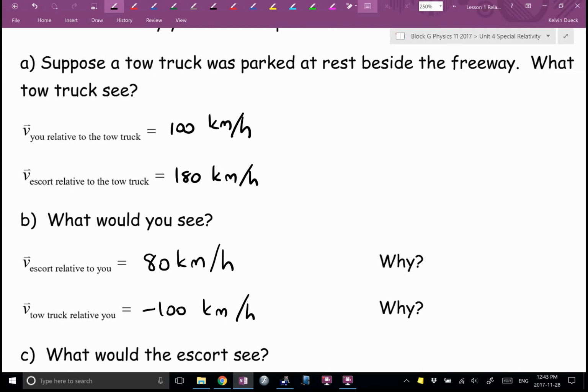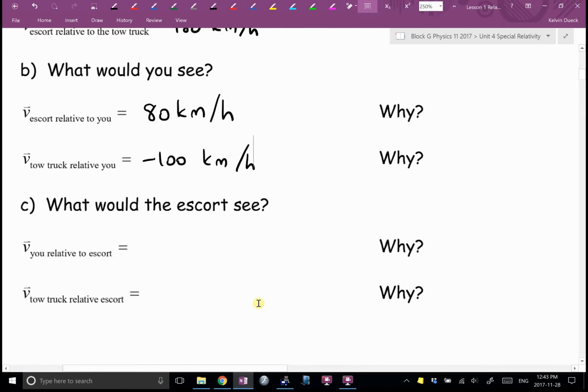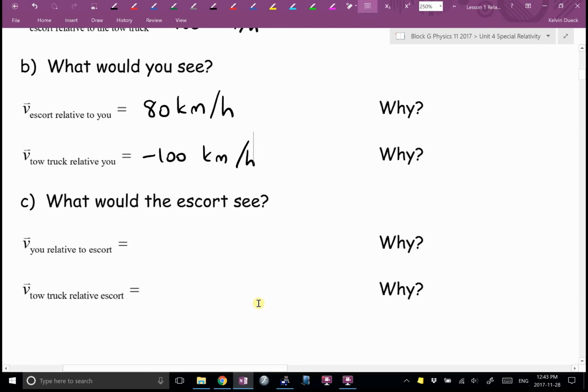Which answer is correct? Einstein said there's no way to prove any of those answers is wrong. What would the Ferrari, I got to fix this clearly, see? What would the Ferrari see? Okay, what's the velocity of you relative to the Ferrari?